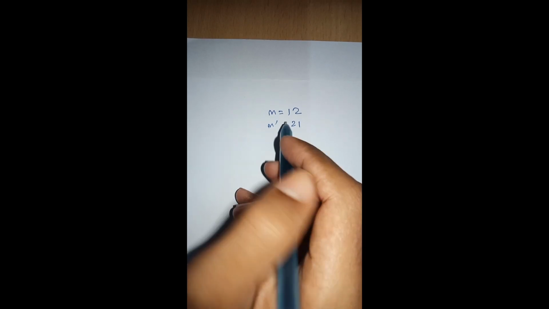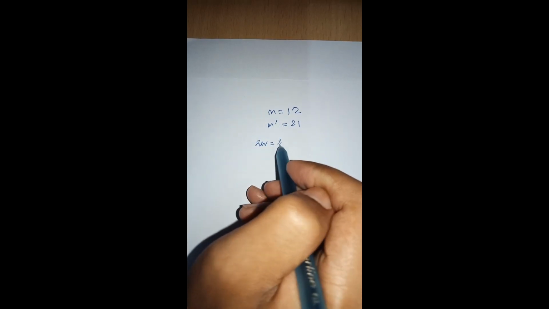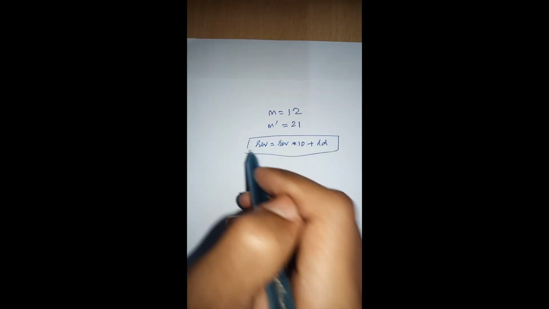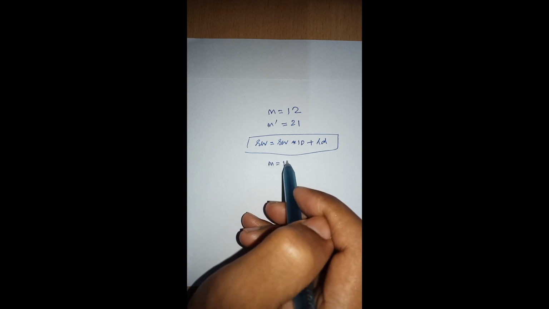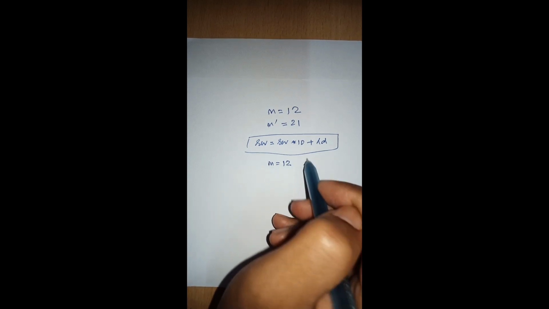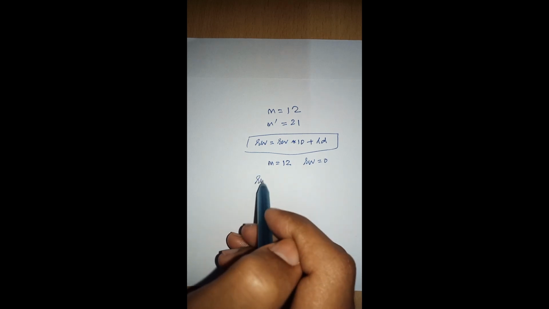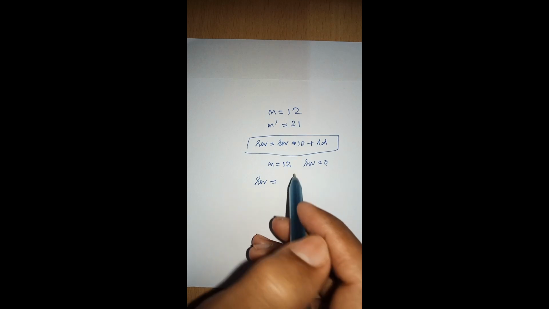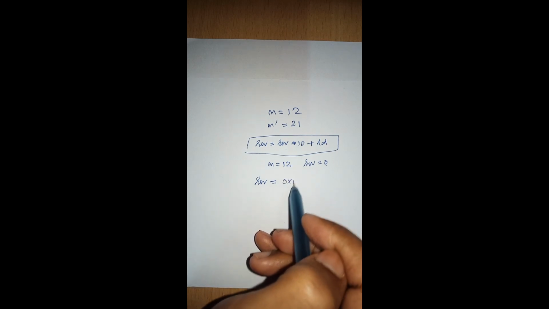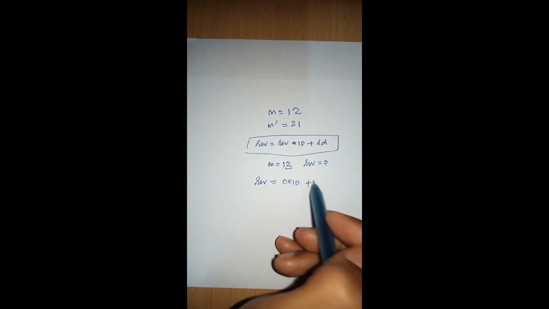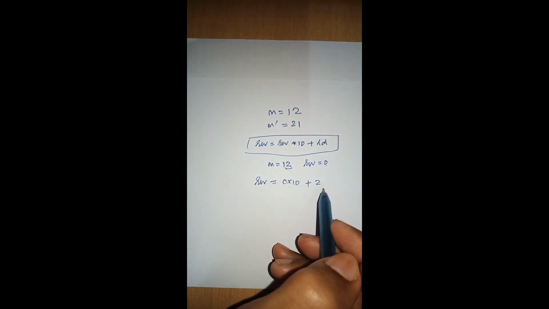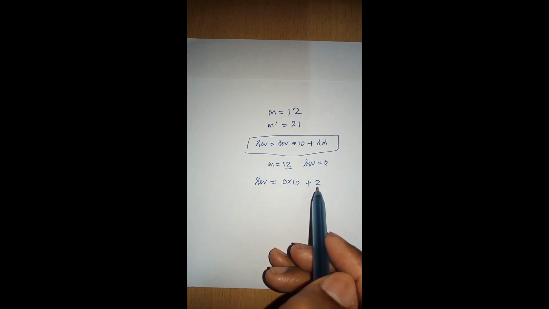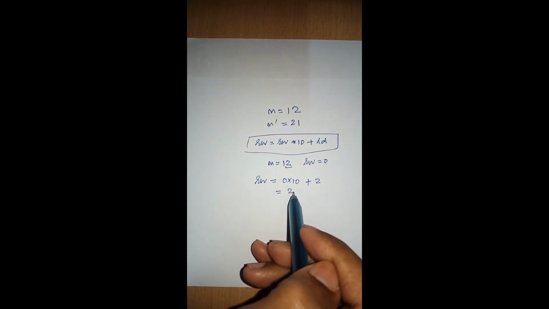For that we have to keep in mind one formula: reverse equals reverse into 10 plus last digit. So how does this formula work? Let's see example 12. Initially considering reverse as 0, putting the values in the formula, we have reverse equals 0 into 10 plus last digit. Here the last digit is 2, and we know how to extract the last digit of any number. If you don't know, then you can check our previous videos. So our reverse will be 2.